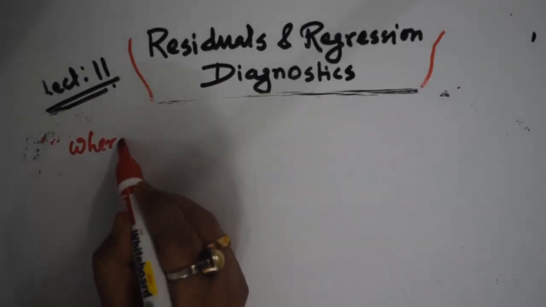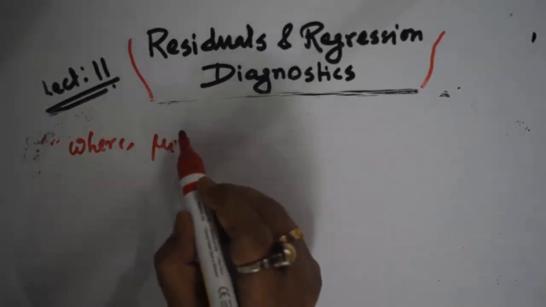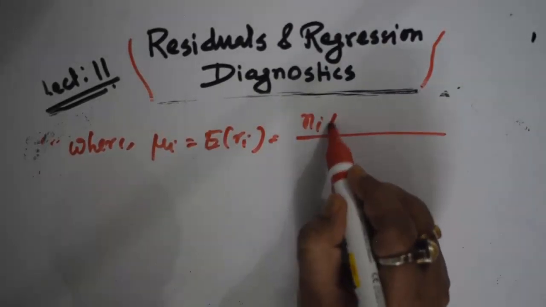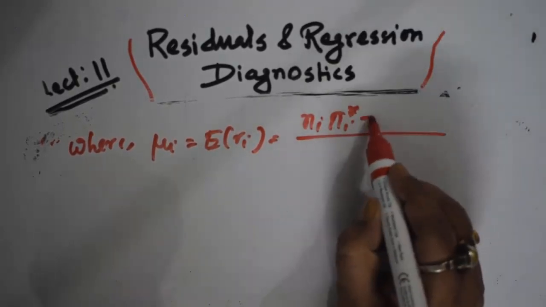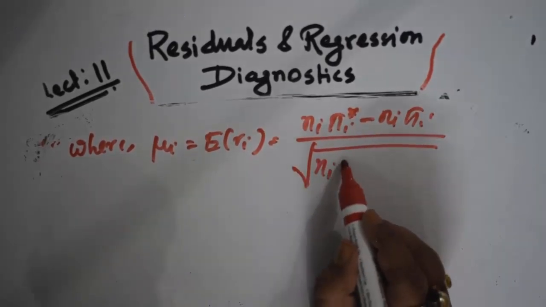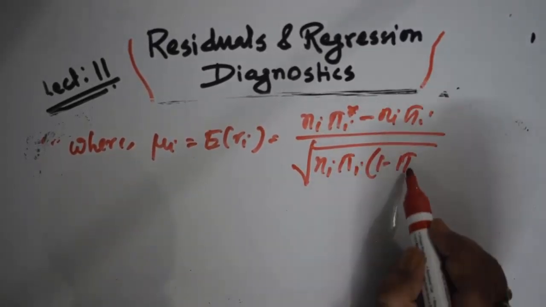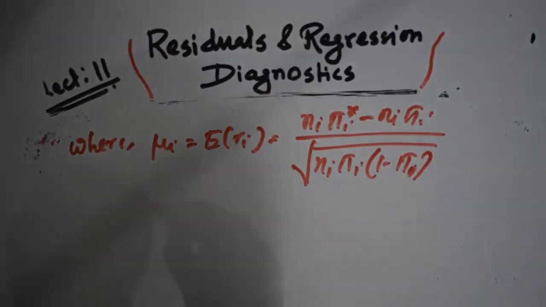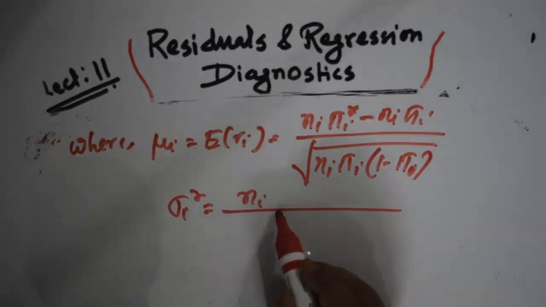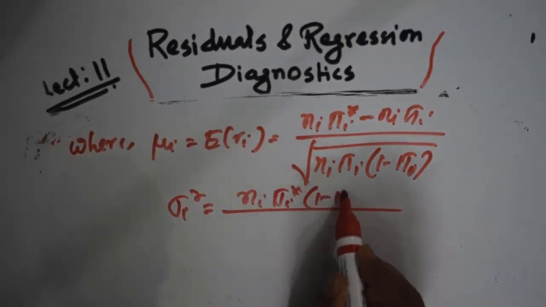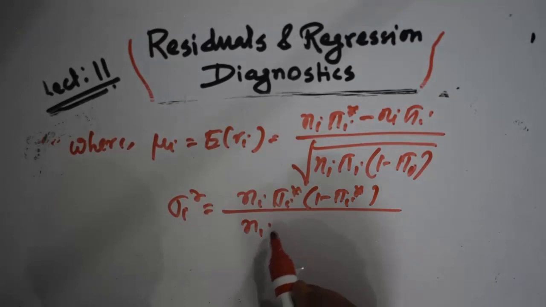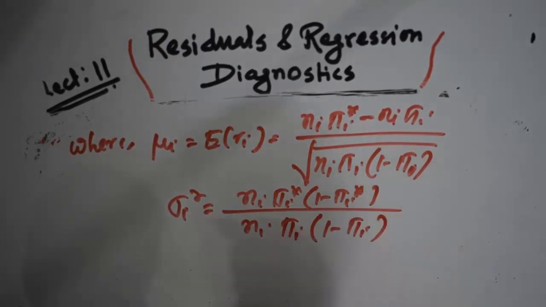Where mu_i equal to expectation Ri, this is nothing but ni pi_i star minus ni pi_i by root over ni pi_i (1 minus pi_i), and sigma_i square is equal to ni pi_i star (1 minus pi_i star) by ni pi_i (1 minus pi_i).